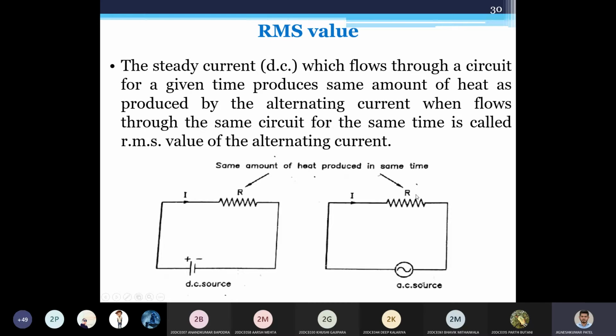Like first I'll pass some current over here. Now some 5 joules of energy has been dissipated. Now what I'll try to do, I have to take a DC circuit, and I'll transfer the same amount of current over the same amount of time. I'll vary this current, and I'll measure the heat produced over this element. If I produce 5 joules of heat over here, then I'll stop there and I'll measure this current, and I'll say the RMS value of this AC is this DC value.